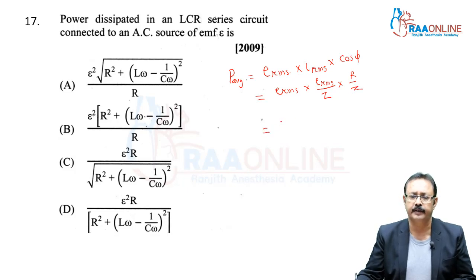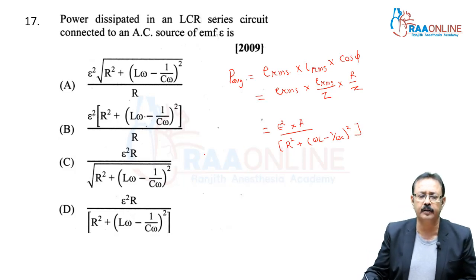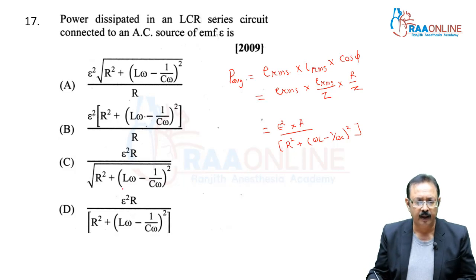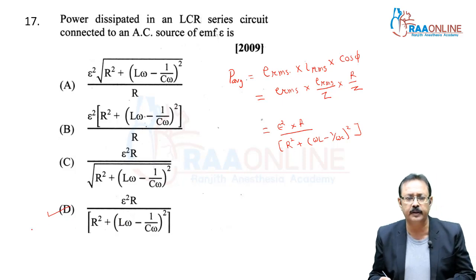So what we are getting? ERMS is given, epsilon square into R divided by Z square. Z square means no need to write under root, R square plus XL minus XC whole square. So we are getting epsilon naught square R upon R square plus L omega minus 1 upon C whole square. So in 17th we are going with D.